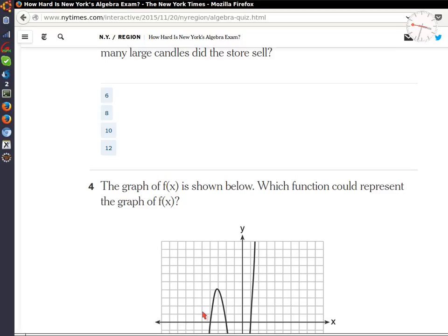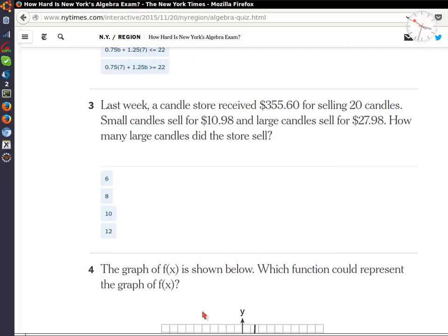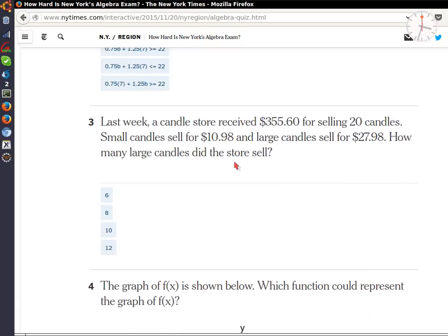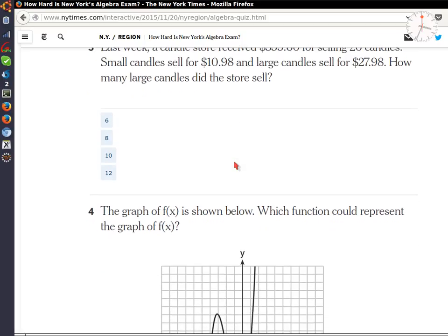Right? I mean, these are pretty basic things, polynomials or simple graphs about linear curves or rates, something with selling large and small candles. I mean, this is not exactly rocket science.